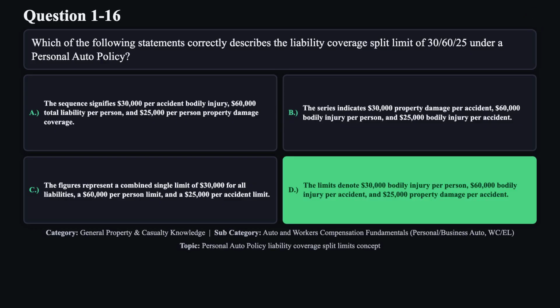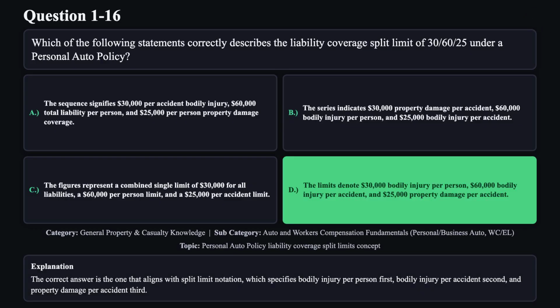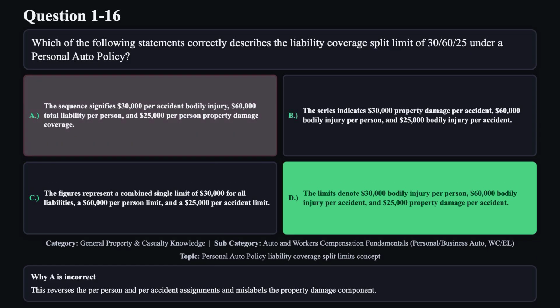The correct answer is D. The correct answer is the one that aligns with split limit notation, which specifies bodily injury per person first, bodily injury per accident second, and property damage per accident third. Reason A is not correct. This reverses the per person and per accident assignments and mislabels the property damage component.